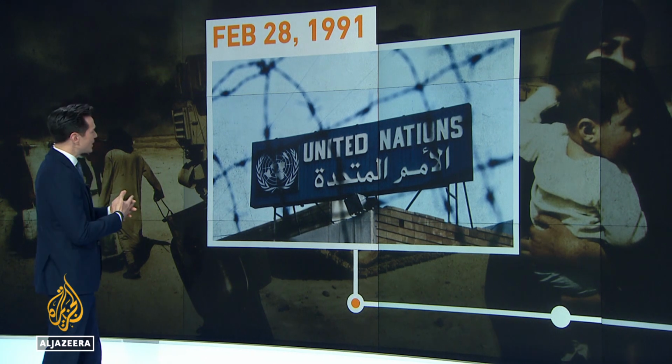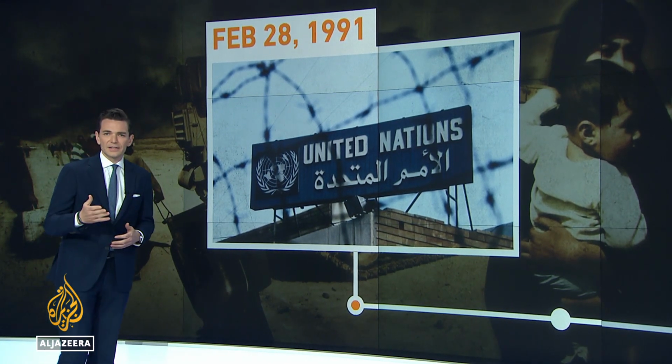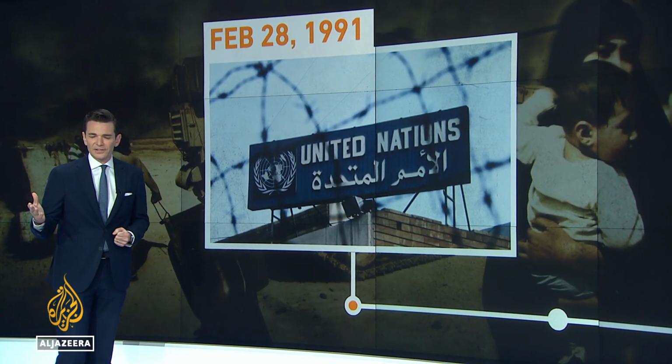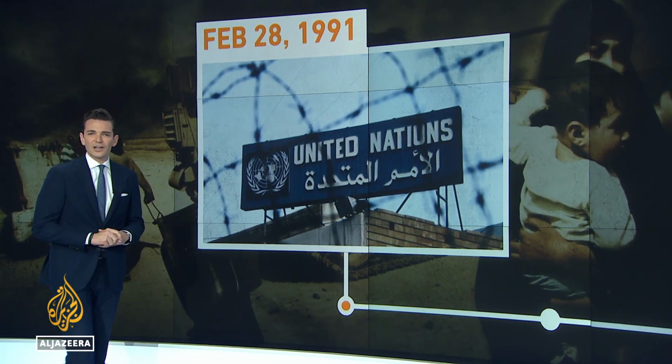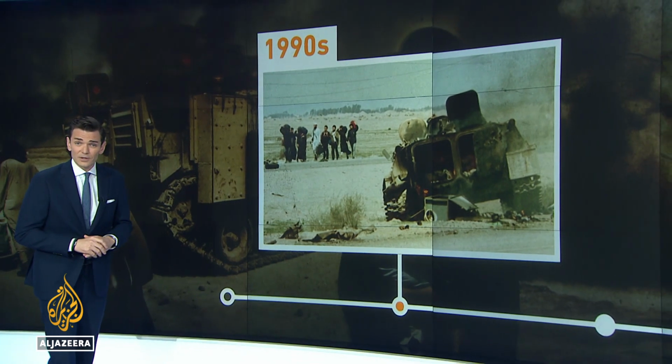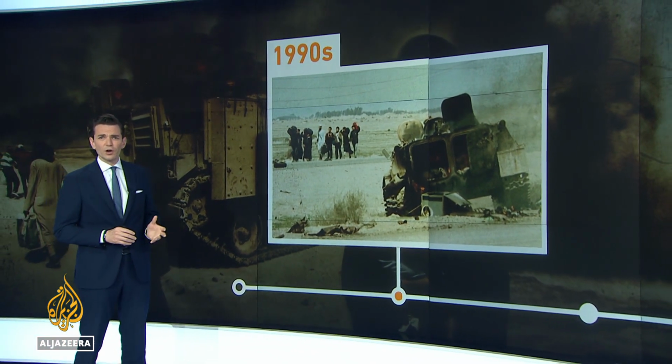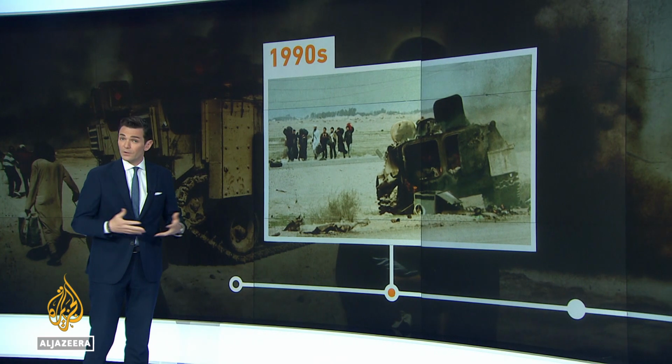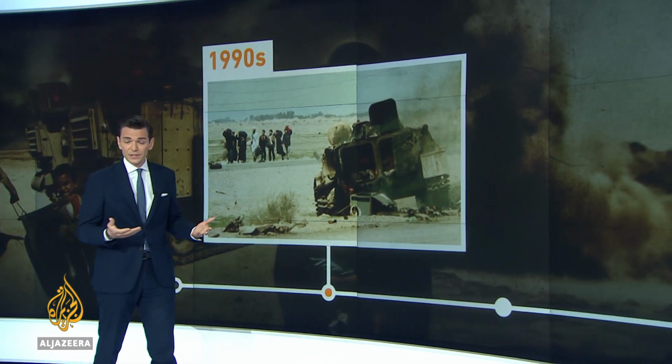1991, the Gulf War ends. The UN Security Council demands that Iraq give up all weapons of mass destruction in exchange for lifting sanctions imposed after Iraq's invasion of Kuwait. During the 1990s, Iraq promises repeatedly that it has turned over all its banned weapons. Not true. Several are later discovered.